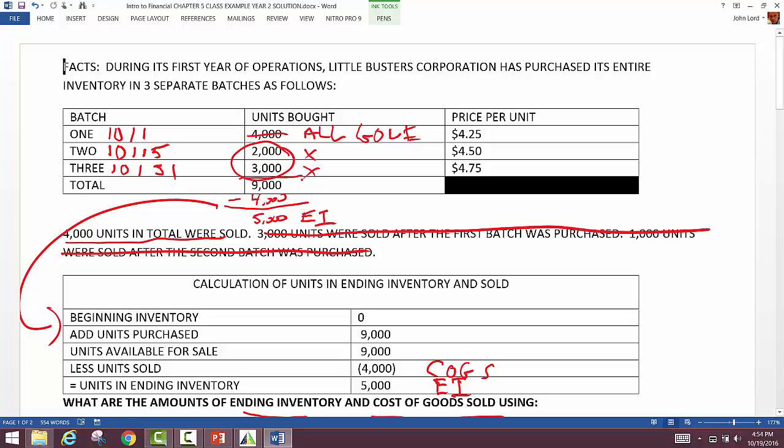I was wondering if the price per unit, since they're on all lines, like The assumption is that, no.